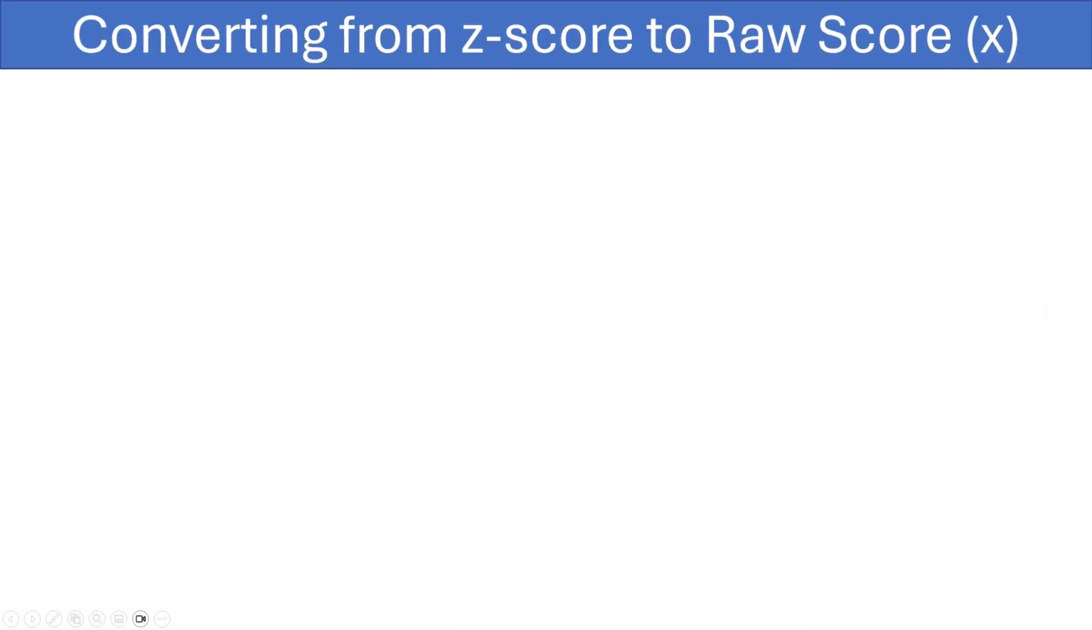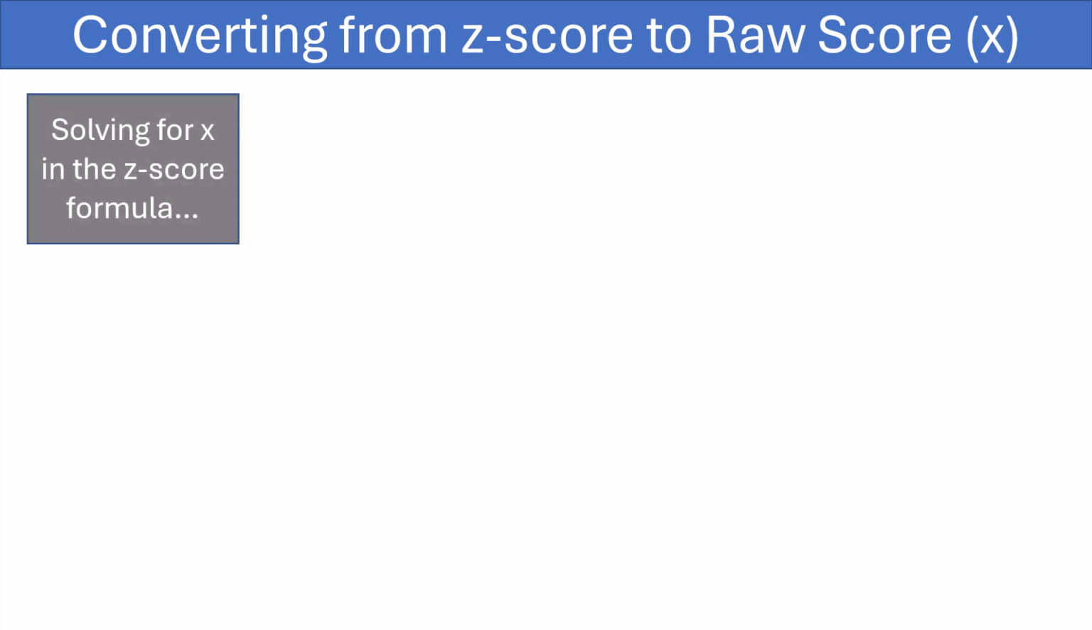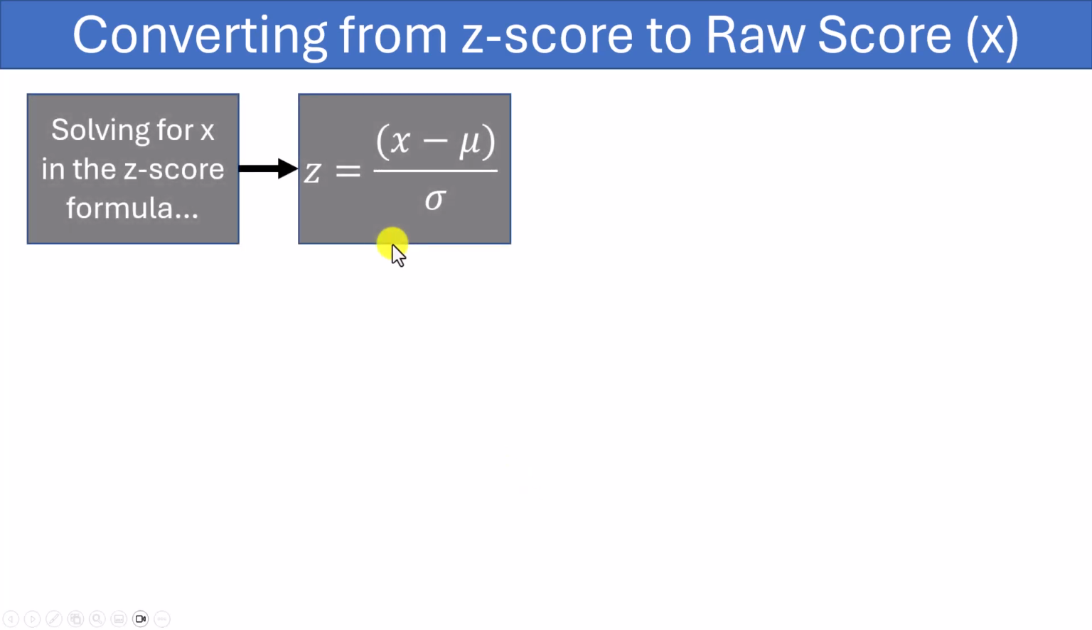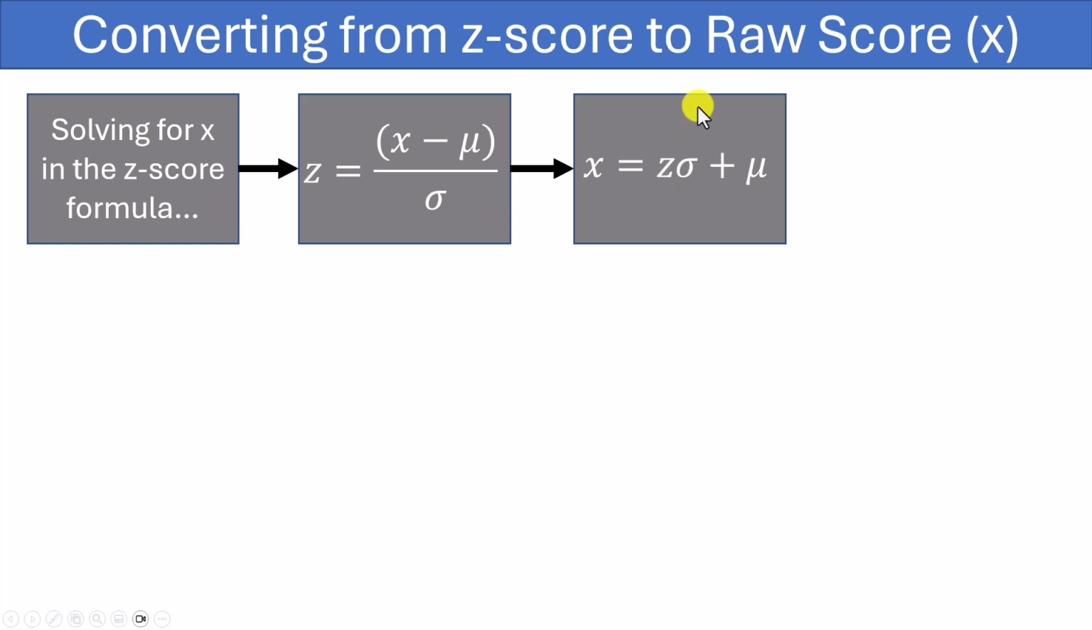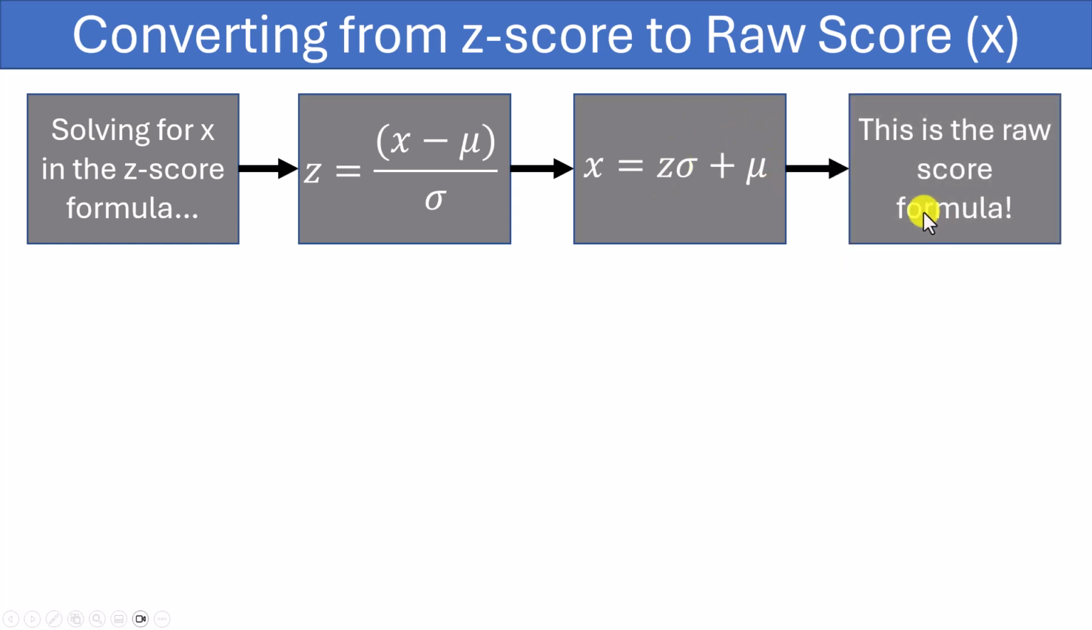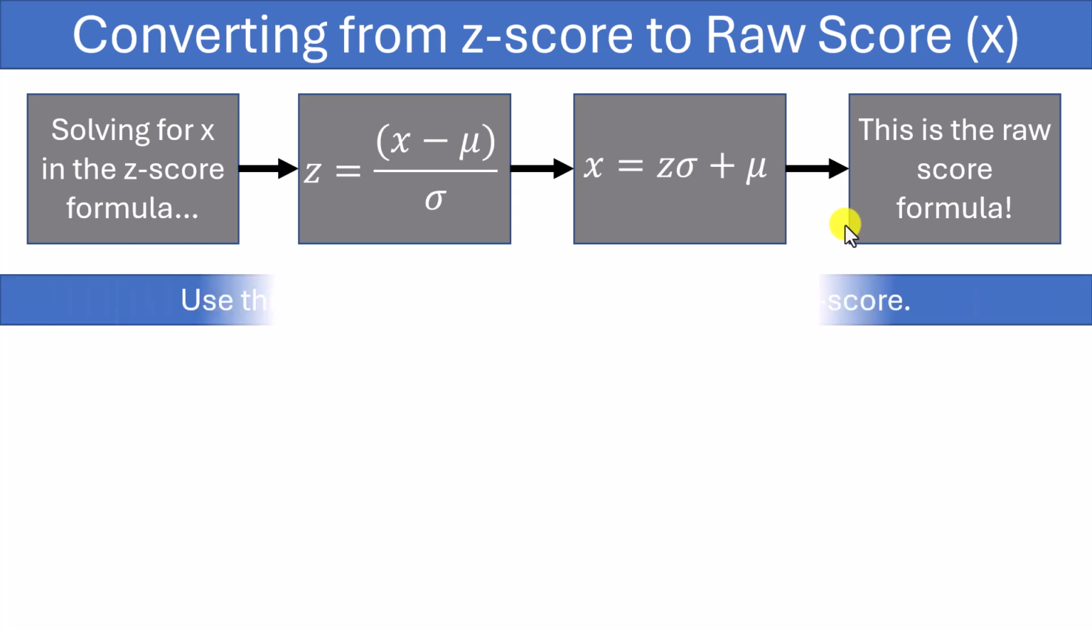All right, we can also go backwards. We can take a z-score and calculate a raw score. If we take the z-score formula and algebraically manipulate it so that we solve for x, you would get x is equal to z times sigma plus mu. And this is what we call the raw score formula. This formula can take the number of standard deviations some value is from the mean and convert it back into a value in terms of your distribution, such as the weight of a cat.